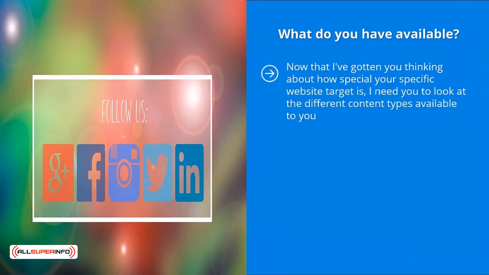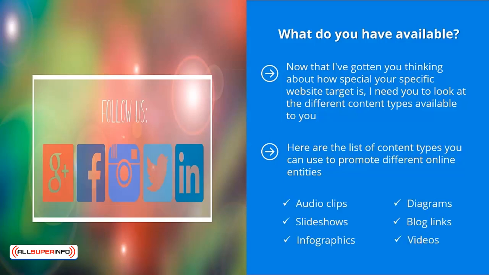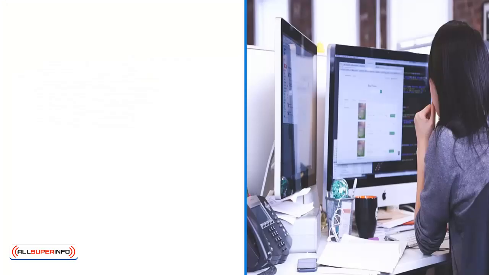Now that I've gotten you thinking about how special your specific website target is, I need you to look at the different content types available to you. You need to think outside the box. You need to look at all the available options out there and how you can create content that is tailored to your specific type of online entity. Here is the list of content types you can use to promote different online entities, but your specific focus and specialization should weigh more heavily on certain types of content instead of others. Audio clips, slideshows, infographics, diagrams, blog links, videos. The bottom line, don't just think links.